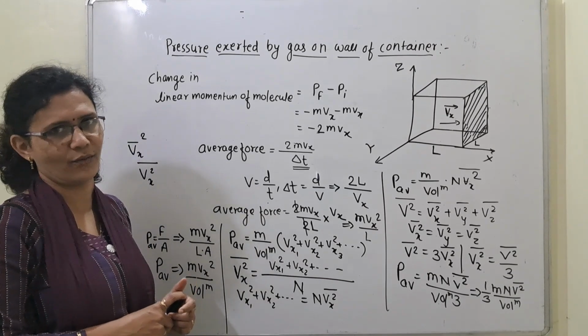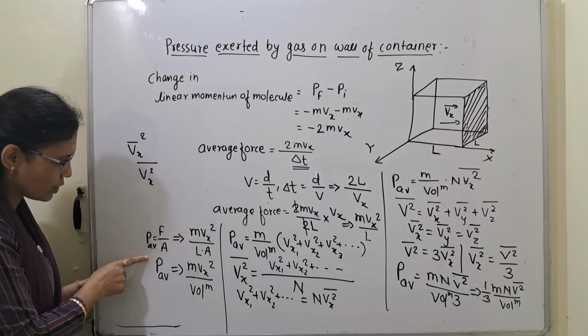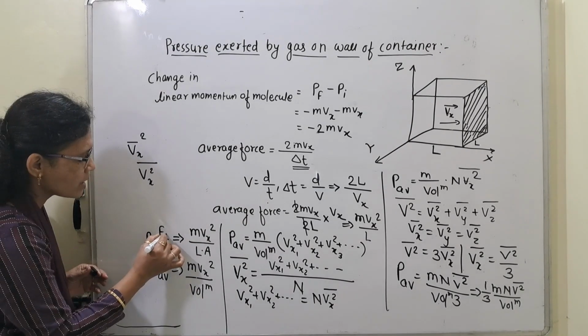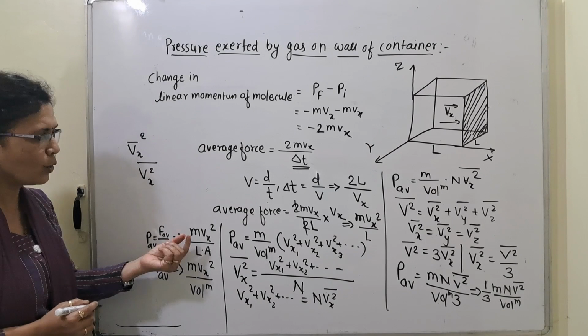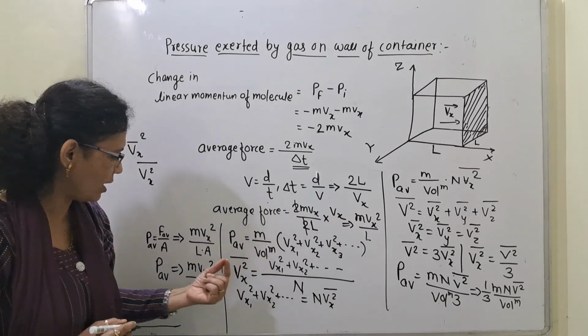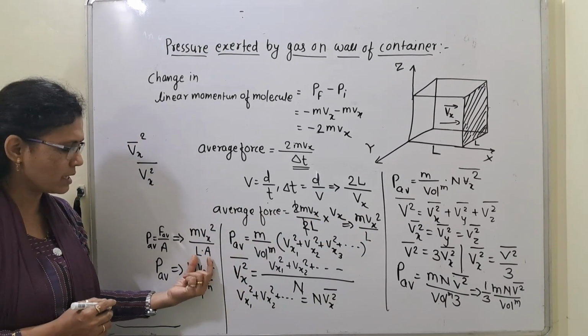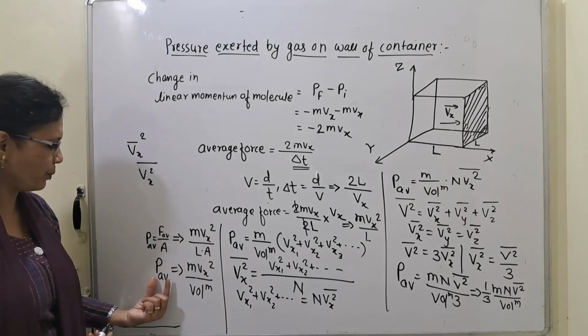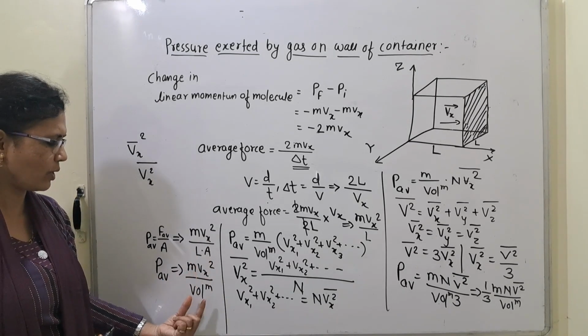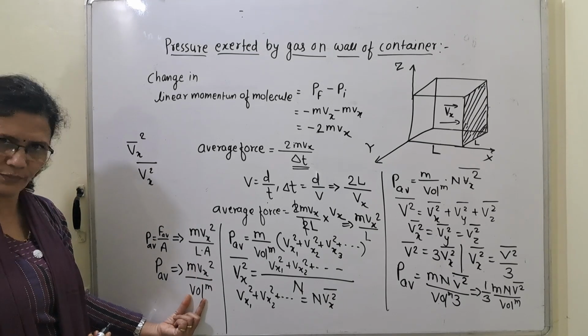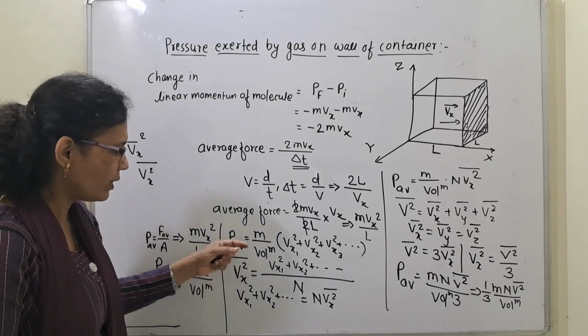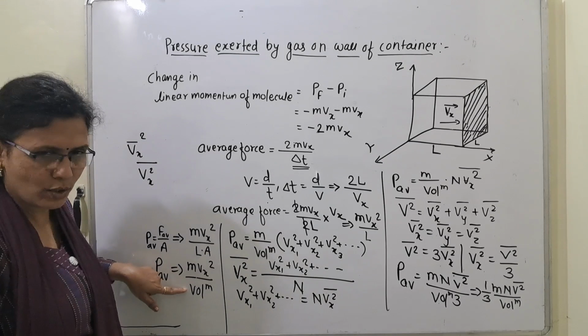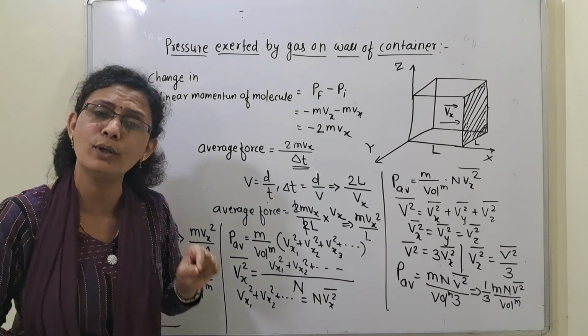Now, average force is not required. Average pressure is required. Therefore, average pressure will be average force upon area. So, what is force? mvx square by L, and upon area. But what is length into area? It is nothing but volume. Therefore, P average is equal to mvx square upon volume. Right? Now, m upon volume is constant. It is for one molecule only.